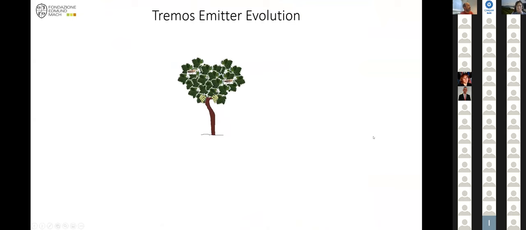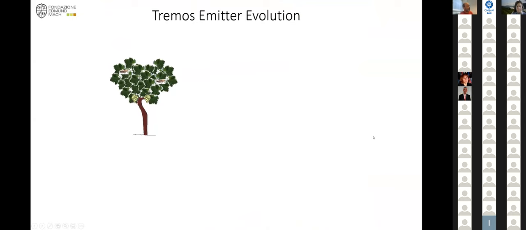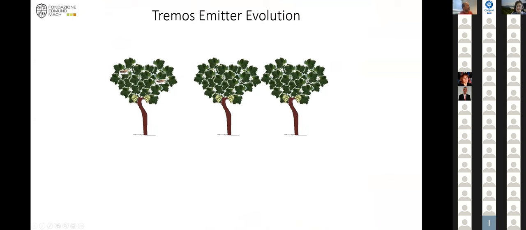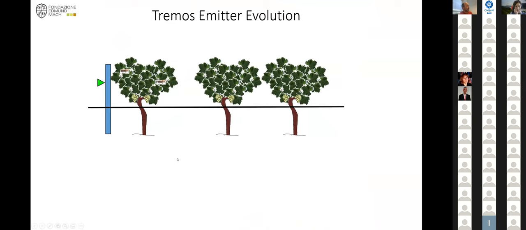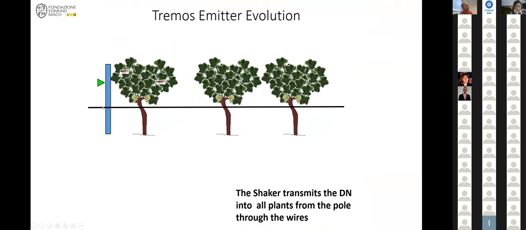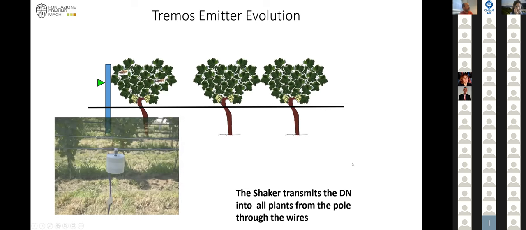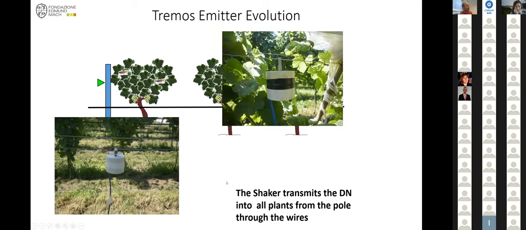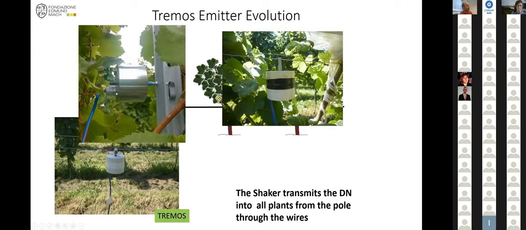the experimentation. This is how it works, basically. With the figure, you see the plants and the scaphoideus, and we put our shakers. Everything is shaking through the wires because the pole is connected to many wires. And these are different prototypes. At the beginning, they were attached to the wire, but it didn't work much. Then we passed to the poles.